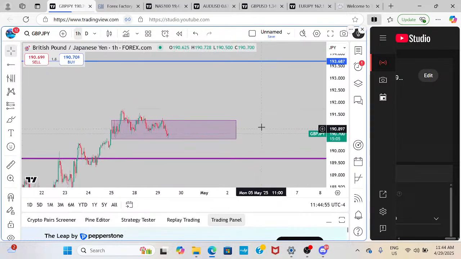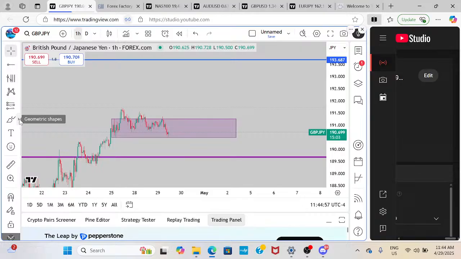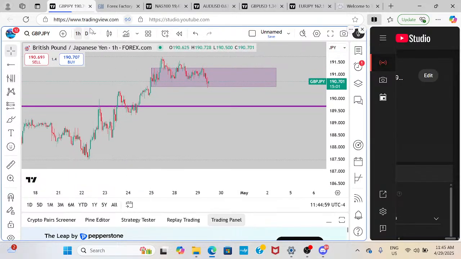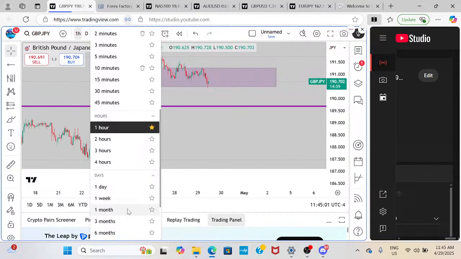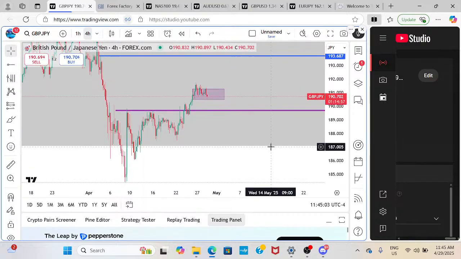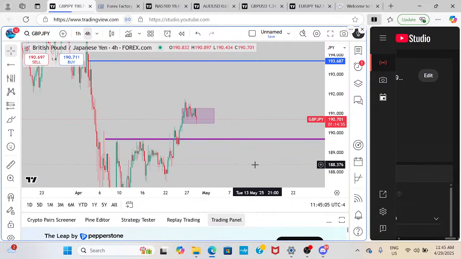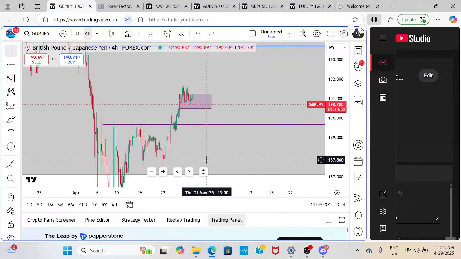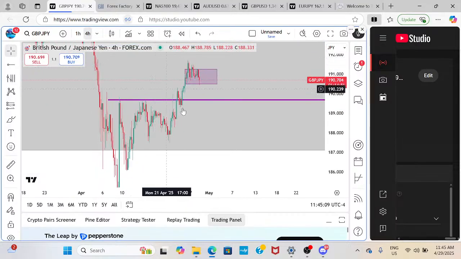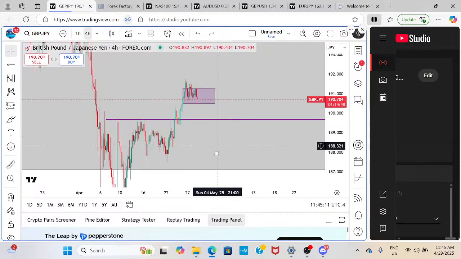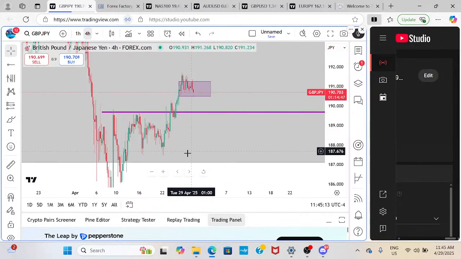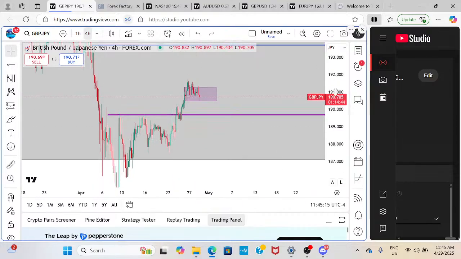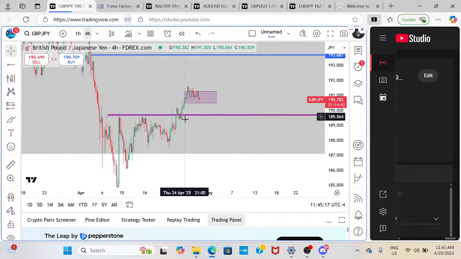So yeah, this is the analysis on this pair here, GBP/JPY. You may be asking, what about the stop loss? Where can I be setting the stop loss? Great question. Okay, so based on this structure, right?